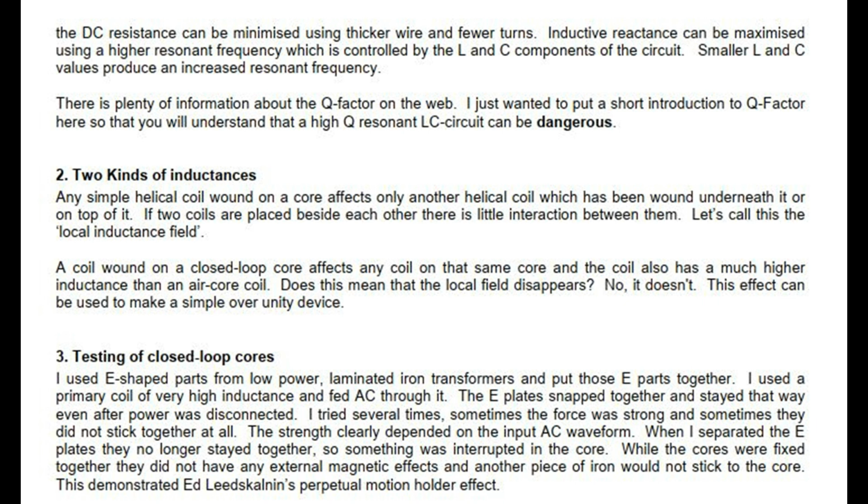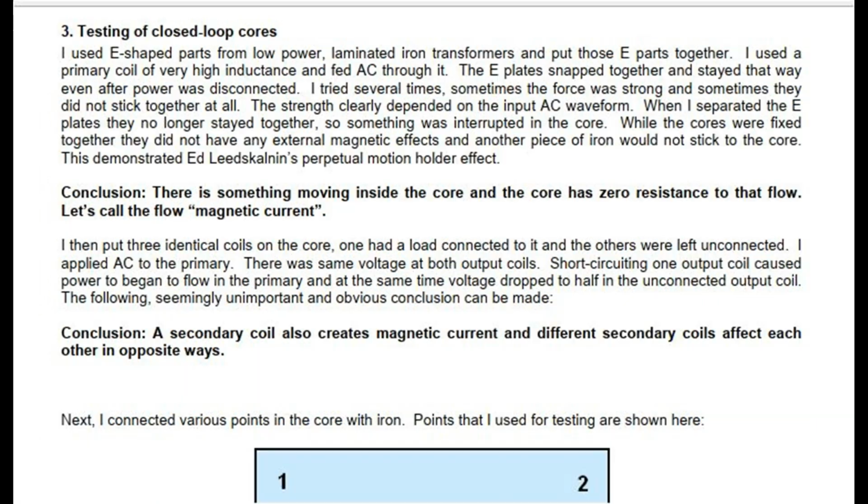3. Testing of closed-loop cores. I used E-shaped parts from low-power, laminated iron transformers and put those E parts together. I used a primary coil of very high inductance and fed AC through it. The E plates snapped together and stayed that way even after power was disconnected. I tried several times, sometimes the force was strong and sometimes they did not stick together at all. The strength clearly depended on the input AC waveform.